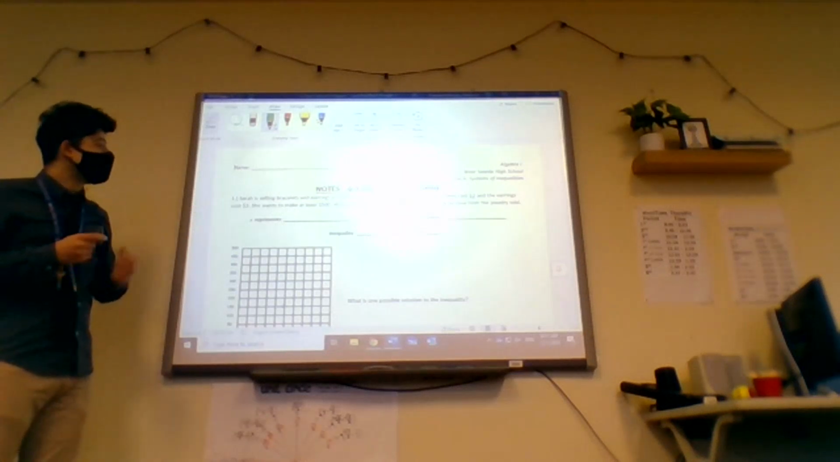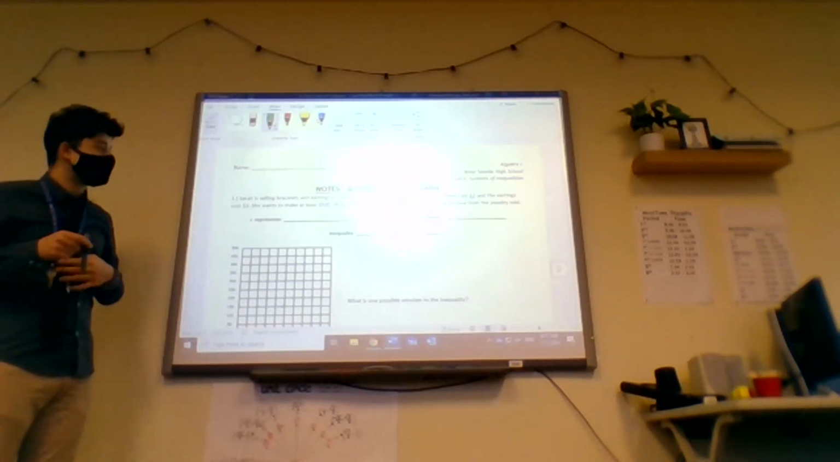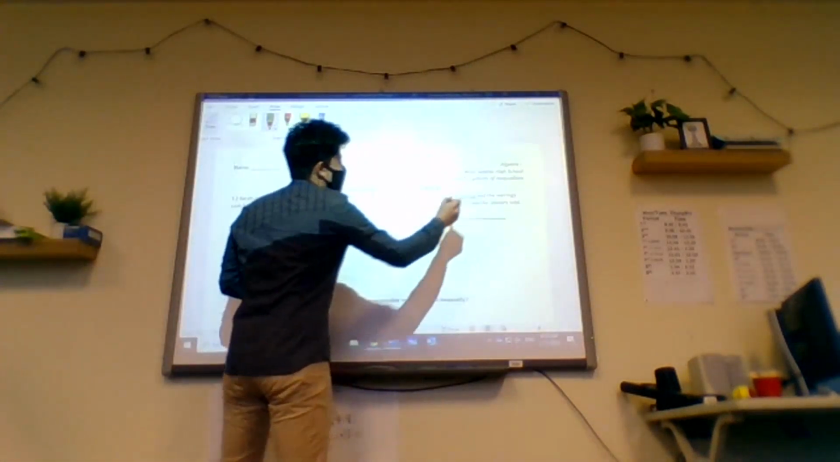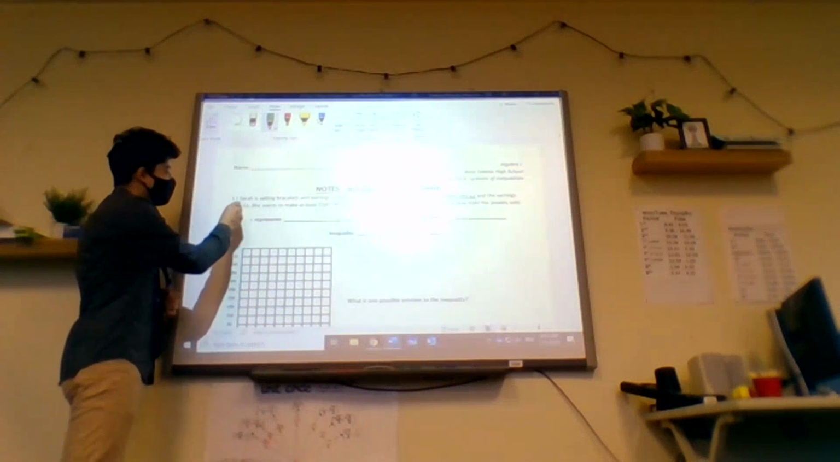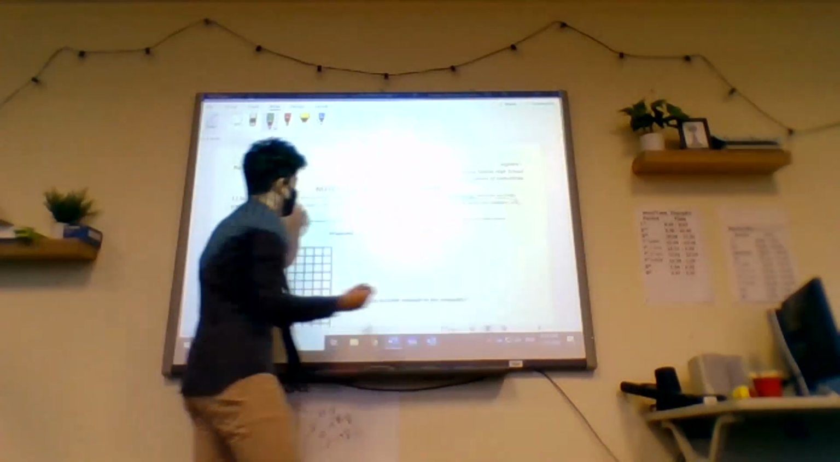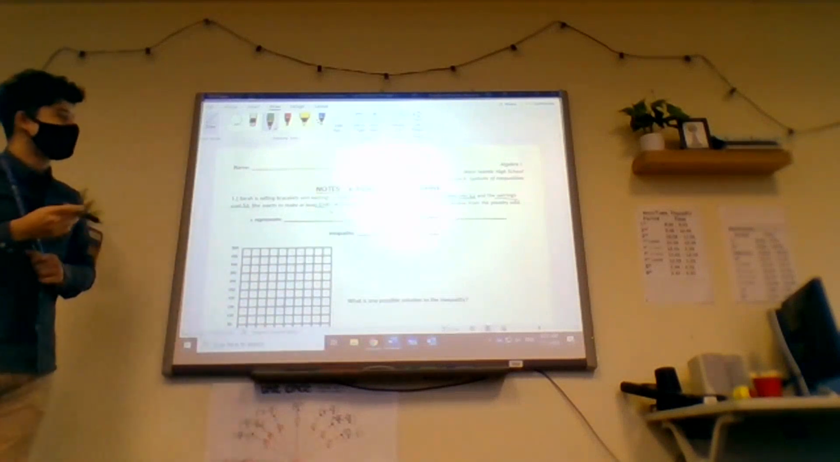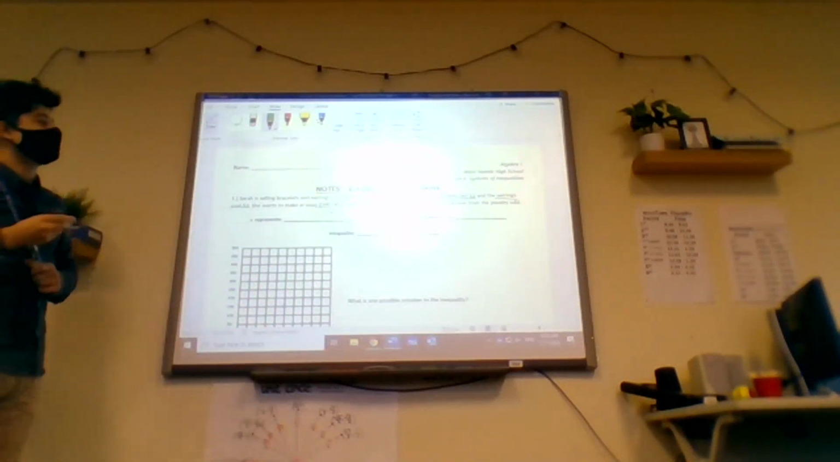Sarah is selling bracelets and earrings to make money for summer vacation. Let me underline some stuff. Bracelets cost $2 and earrings cost $3. She wants to make at least $500. Write and graph an inequality to represent the income for the jewelry sold.